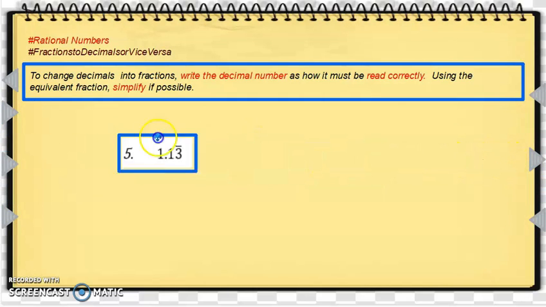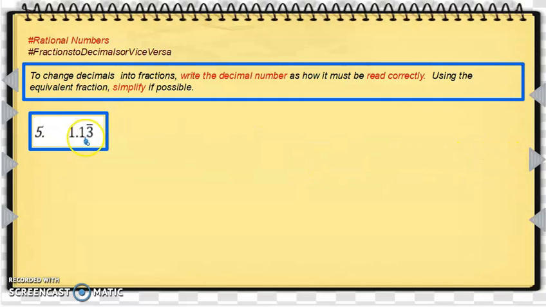So this time we have to convert 1.13 into fractions, but this time only the digit 3 repeats. So this is the other way of writing it, 1.1333 and so on and so forth. And we have to change it into a fraction. Okay? So how are you going to deal with that?